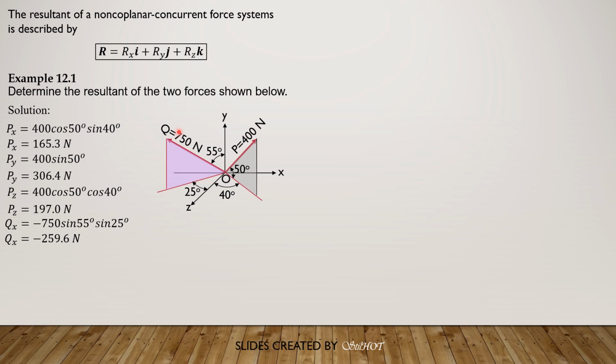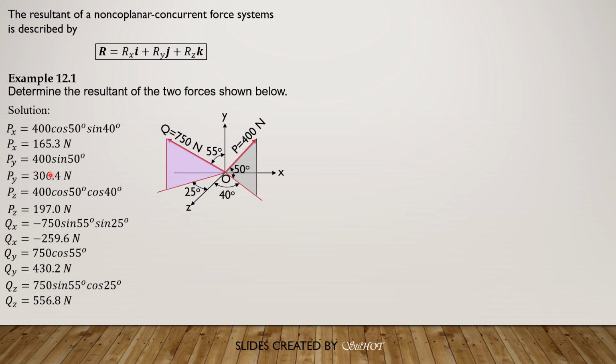The y component is simply 750 cosine of 55. So Qy is 430.2 newtons. Then the z component, which is positive, is 750 sine 55 times cosine of 25.